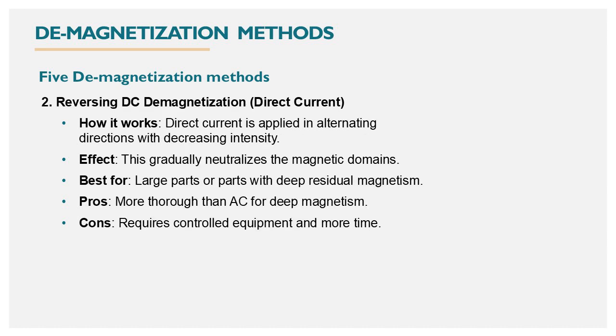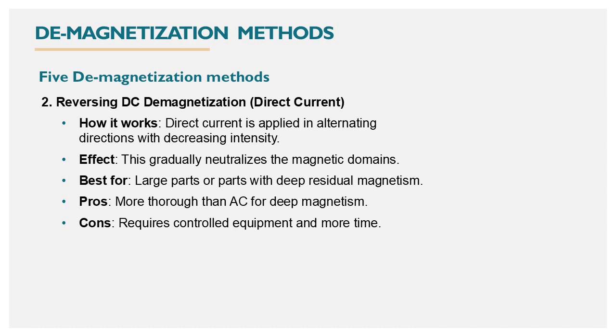Demagnetization method number 2 is reversing DC demagnetization, or direct current. How it works: direct current is applied in alternating directions with decreasing intensity. DC demagnetization effect: this gradually neutralizes the magnetic domains. DC demagnetization is best for large parts or parts with deep residual magnetism.